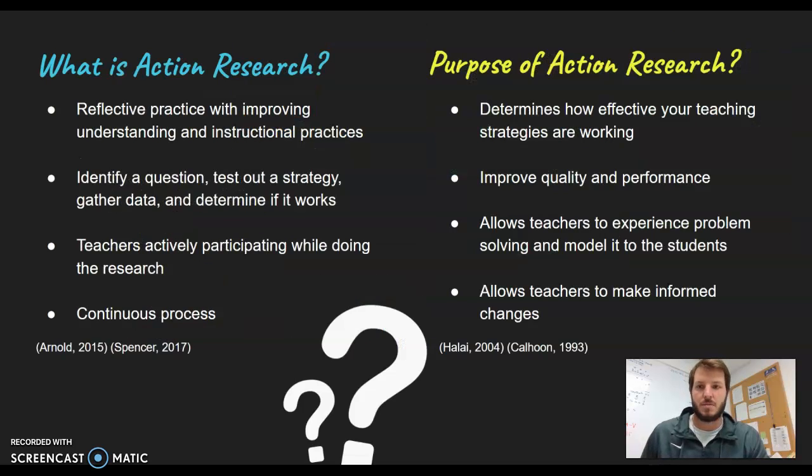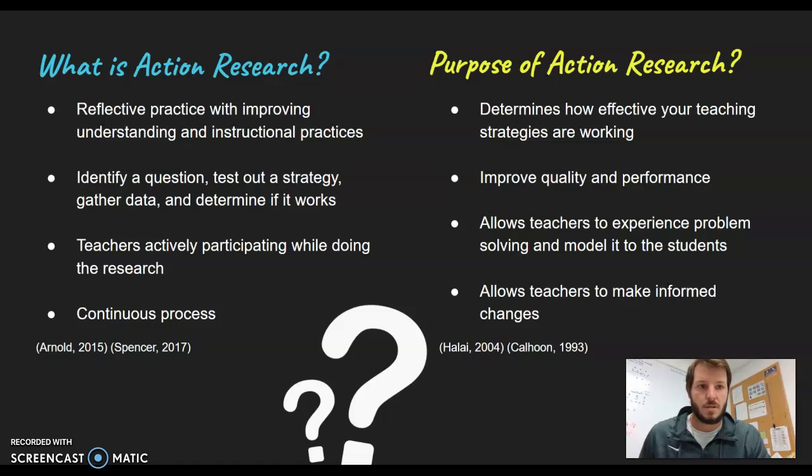Next slide. What is action research? Action research is a reflective practice with improving understanding and instructional practices, trying to find what works best for our students. With action research, you identify the question, test out a strategy, gather data on it, and then determine its effectiveness, how well it worked. In action research, teachers are actively participating while doing the research, and it's a continuous process which requires a lot of reflecting and adjusting and just repeating the process until you find what works best.